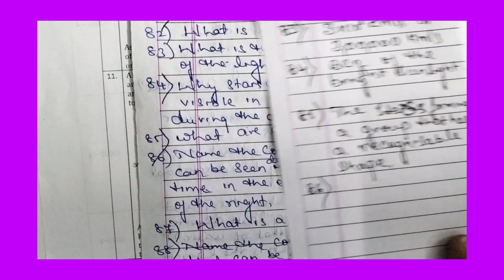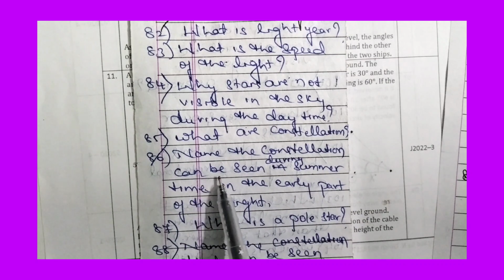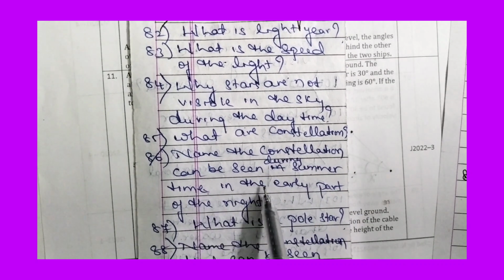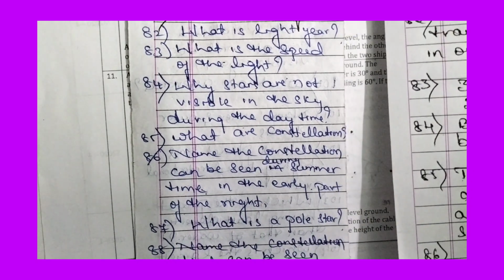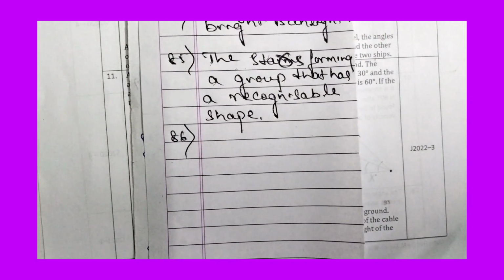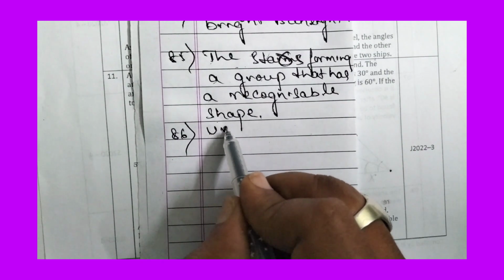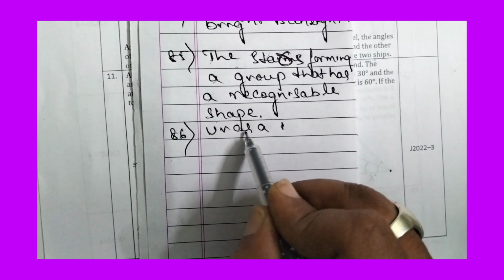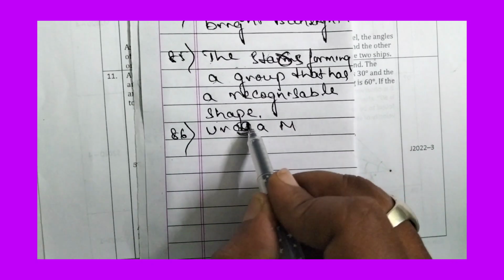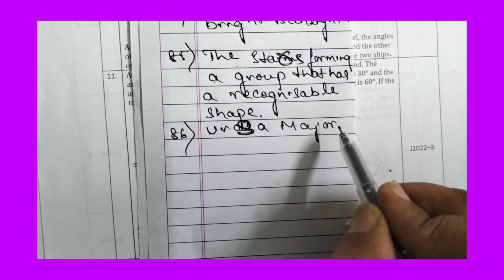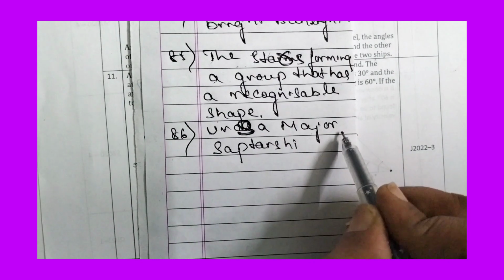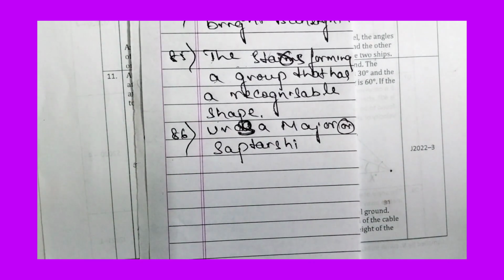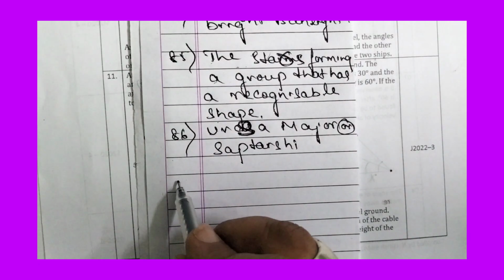Now let us move to the 86th question. Name the constellation that can be seen during summer time in the early part of the night. In the early part of the night, the constellation that we can see is called Ursa Major, or it is also called Saptarshi. That is the constellation that we can see during summer in the sky.